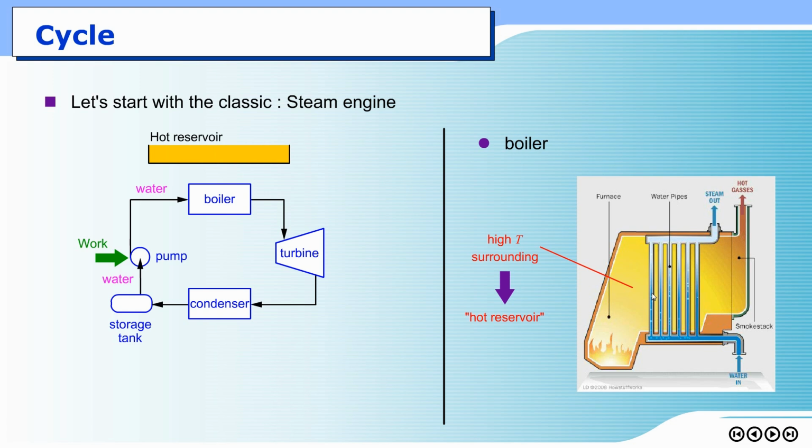So if I draw a hot reservoir here, this yellow area is the source of energy to be transferred into the water in the boiler. Heat will be drawn from the hot reservoir into the boiler so that water entering the boiler receives energy and can be converted into steam at the outlet of the boiler.